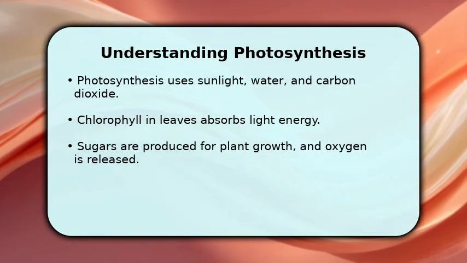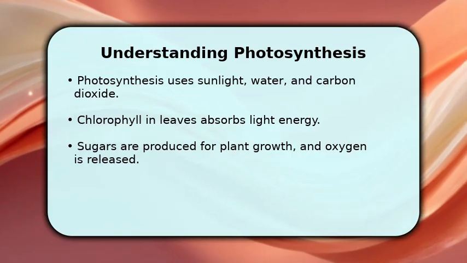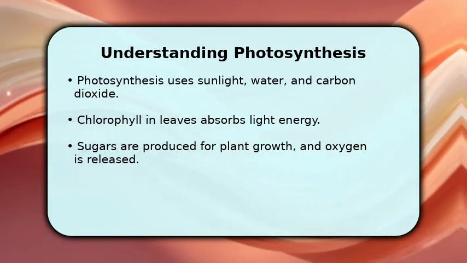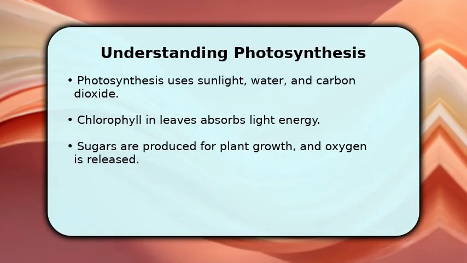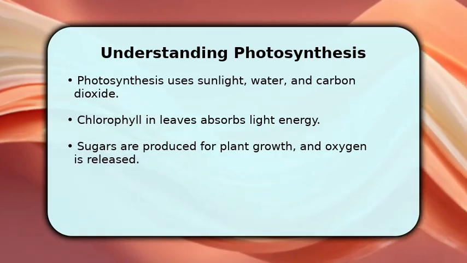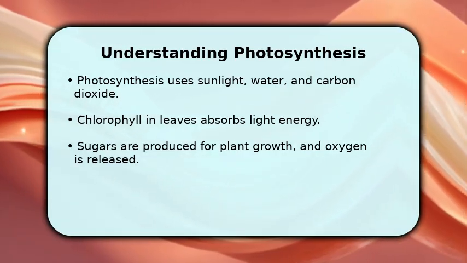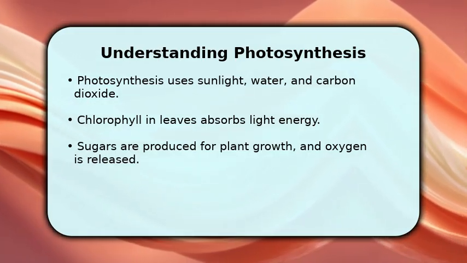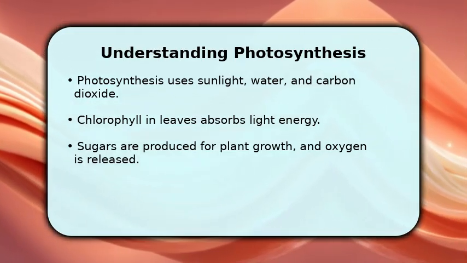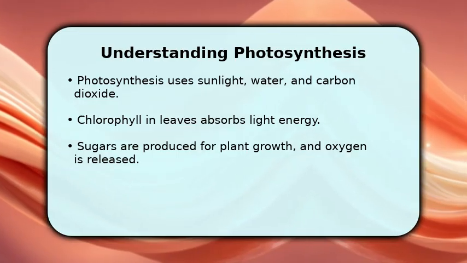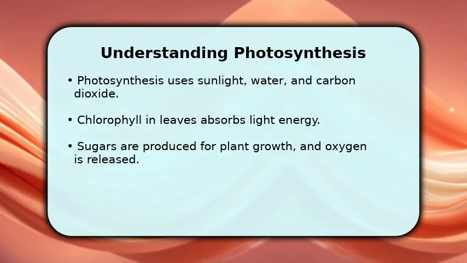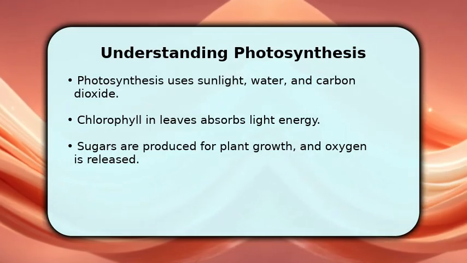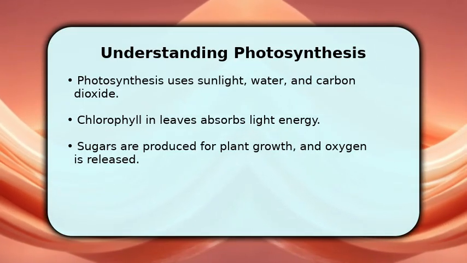Photosynthesis is the core mechanism. Plants absorb water through their roots and carbon dioxide from the air through tiny pores called stomata on their leaves. Inside the leaves, a green pigment called chlorophyll captures light energy from the sun. This energy powers a chemical reaction, converting carbon dioxide and water into glucose, which is food for the plant, and releasing oxygen as a byproduct. It's a truly remarkable natural factory.